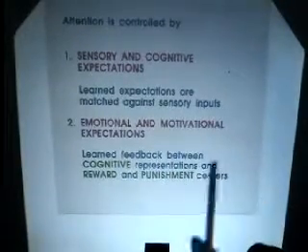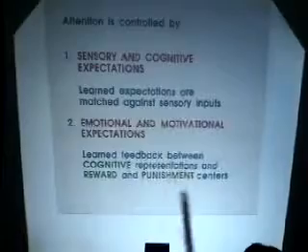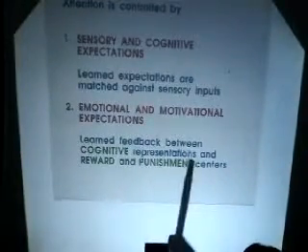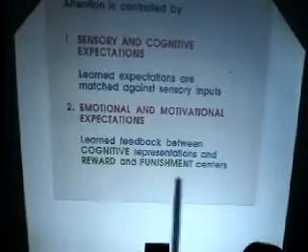Another, which I'm about to tell you more about, are emotional and motivational expectations, where learned feedback between cognitive representations occurs and reward and punishment centers. So, we're led to consider neural models of normal learning during cognition and cognitive-emotional interactions. And in fact, I think it's crucially important to know what the normal mechanisms are, to show then how clinical symptoms can arise when these mechanisms break down.